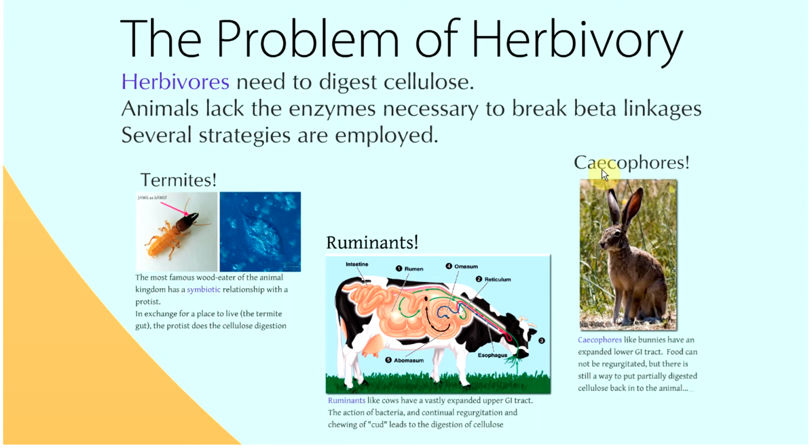Now this is the grossest one, cecophores. Cecophores means poop eaters, and bunnies or rabbits have a very expanded lower GI tract, gastrointestinal tract, so their intestines do a lot of the work breaking down the cellulose. They can't regurgitate their food like a cow could. However, they can poop out the partially digested cellulose, eat it again, and continue to digest it on the second round through. It's disgusting. I don't like it, but they do it.